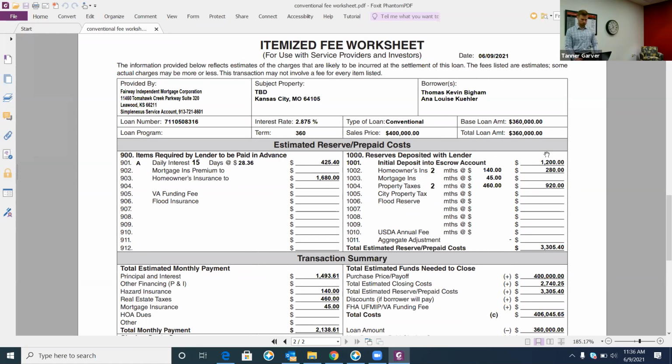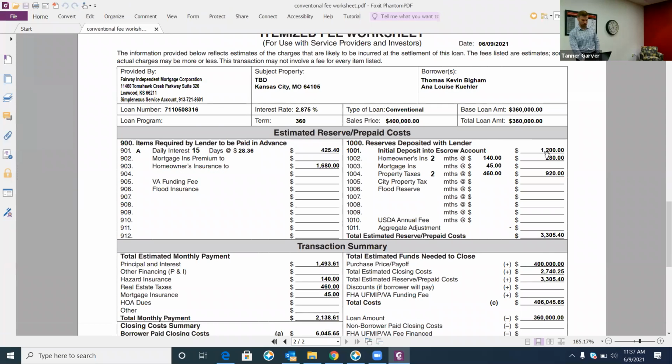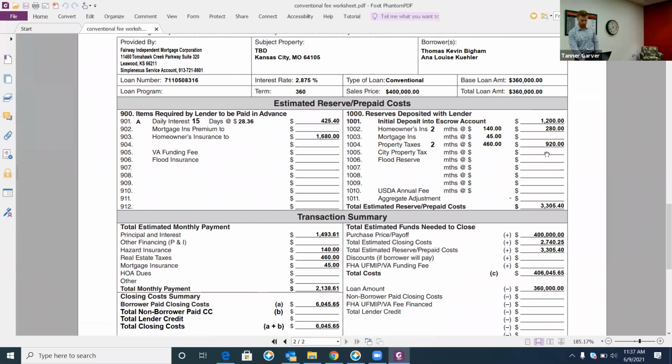Okay. Did I lose you guys? So on this, no, I get that. Anywhere on this sheet, is there earnest deposit? There's not right now because they haven't put an earnest down.